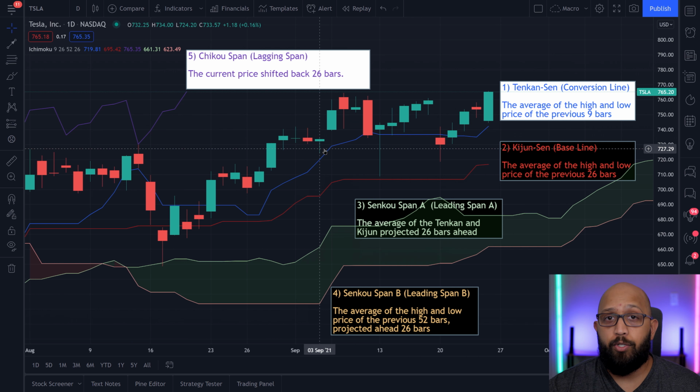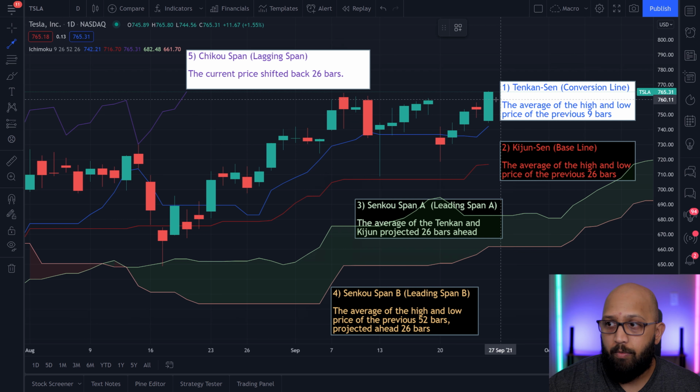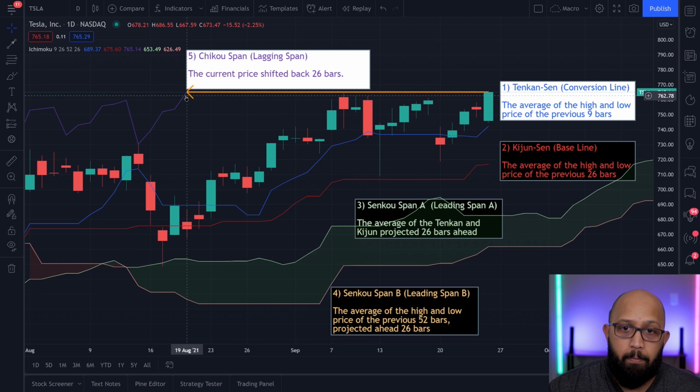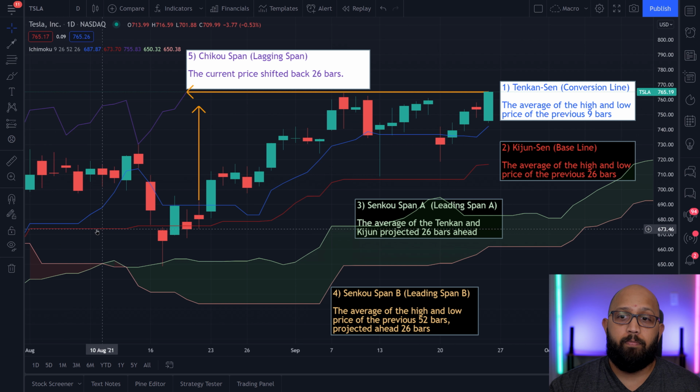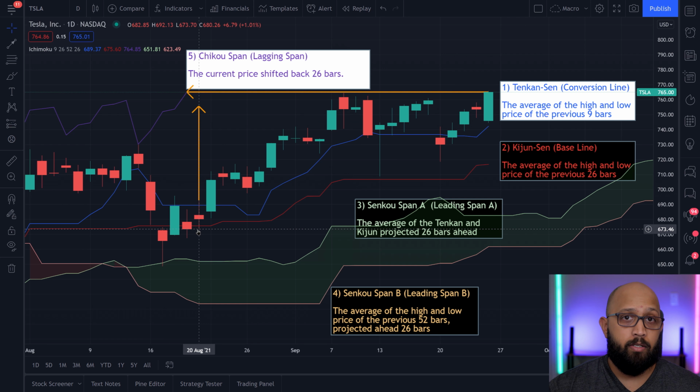The fifth component is the Chikou span. It's considered a lagging span, and it's the current price shifted back 26 bars. So if we take an arrow, we can see Tesla's current price, and it's just shifted back 26 bars. Now, when this is above the current price at that point, it's considered bullish. If this purple line was below the price at this point, it would be considered bearish.